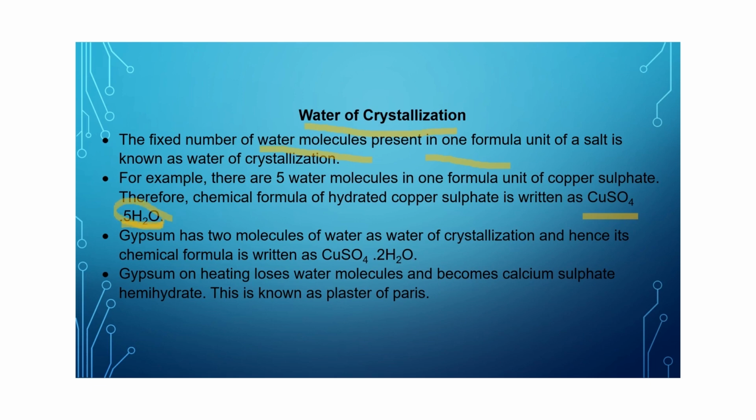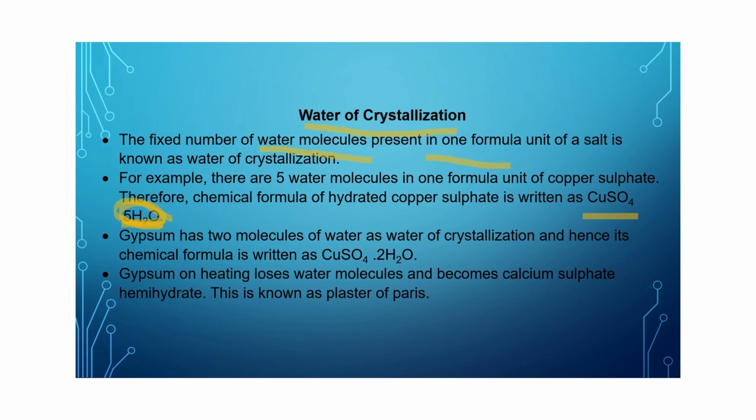Why? Because some salts have a tendency of absorbing water molecules. They absorb water molecules and become a little wet, and they exist in the form of hydrates. This is known as a hydrate. This is a hydrate of copper sulfate. These 5 water molecules are known as water of crystallization, and this compound will be known as hydrate of copper sulfate or hydrated copper sulfate.